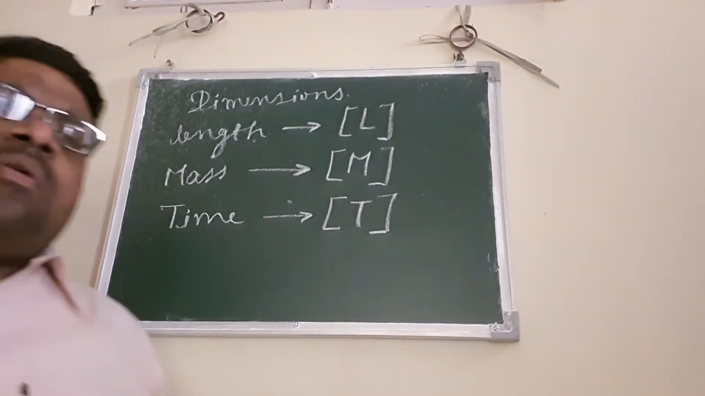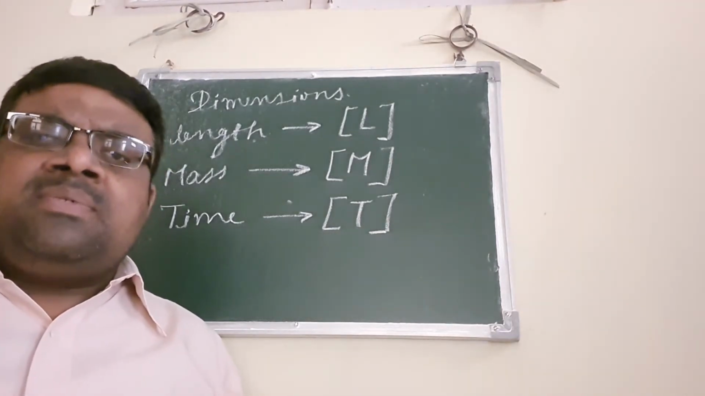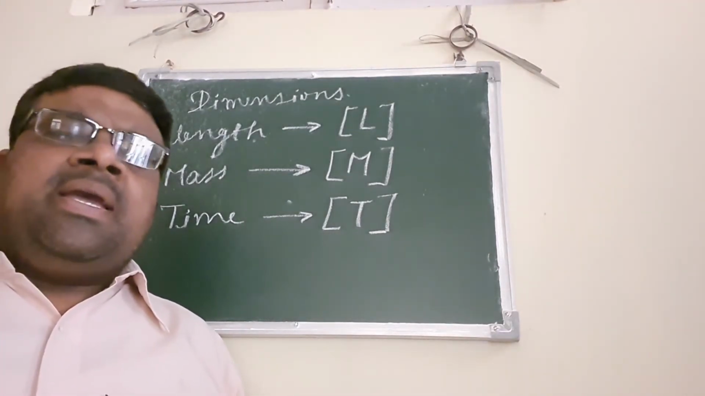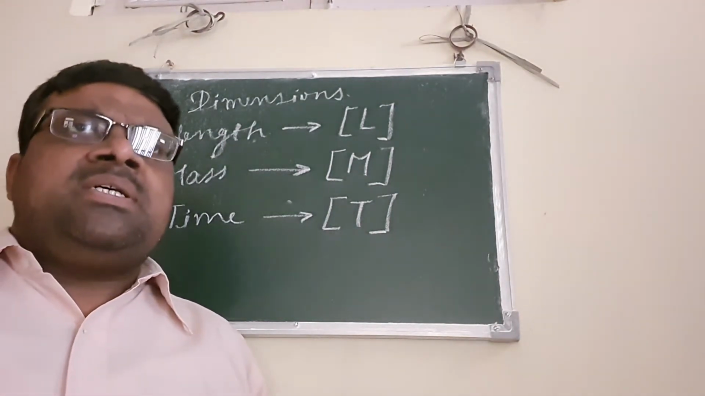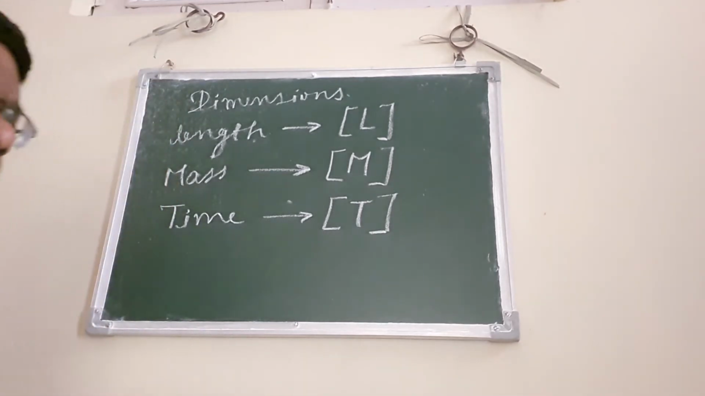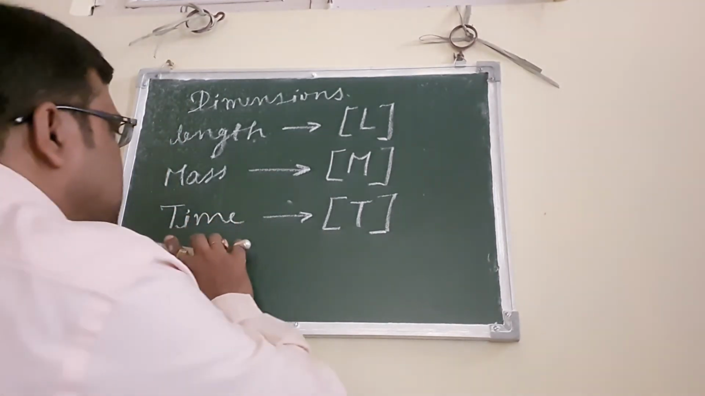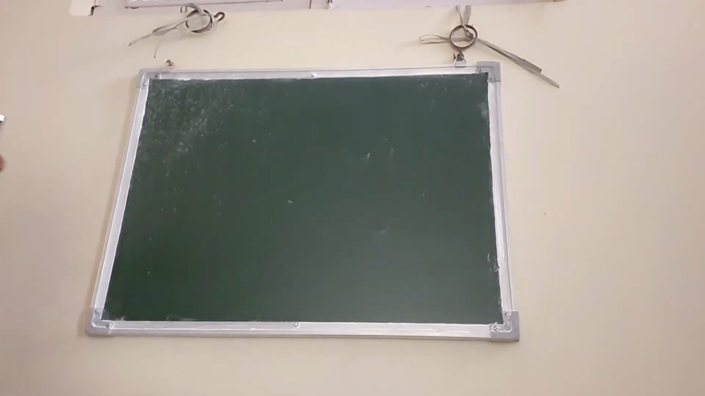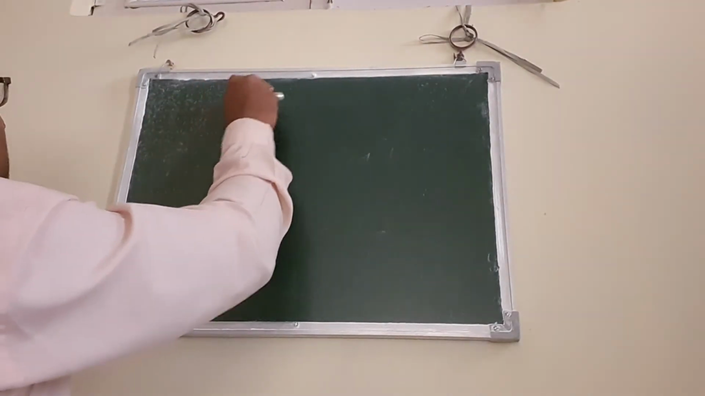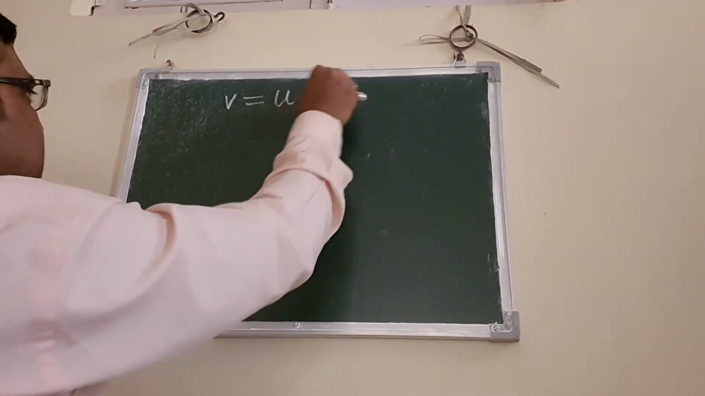Now, the first type of numerical which comes in regarding dimensions is to check whether the equation is dimensionally correct or not. So we will do these questions. So I am rubbing the board. Our first question is V is equal to U plus AT.